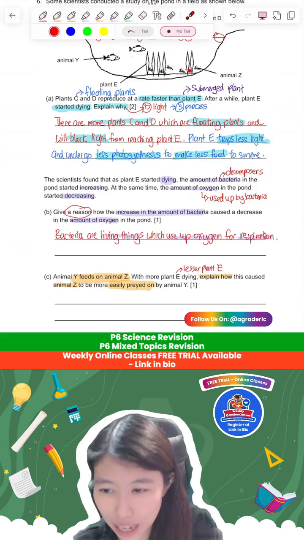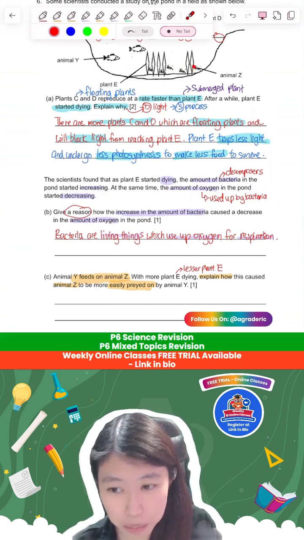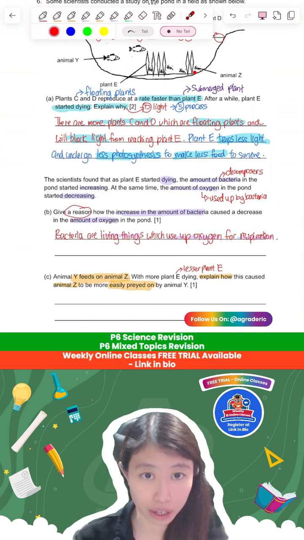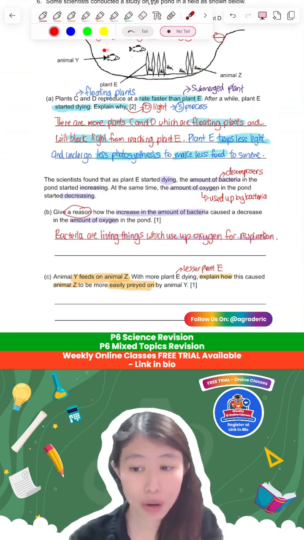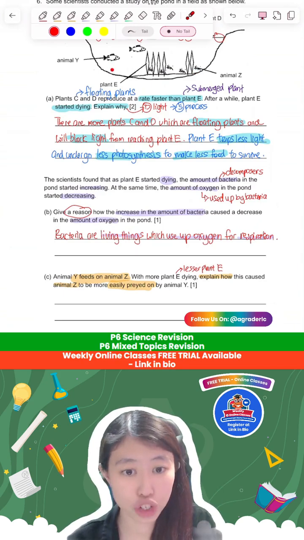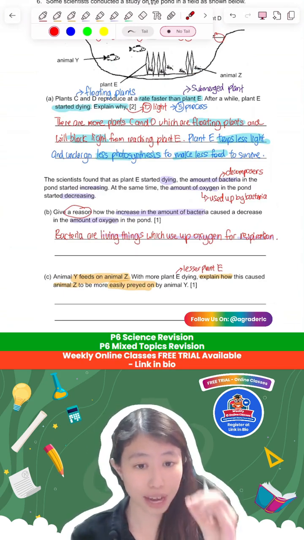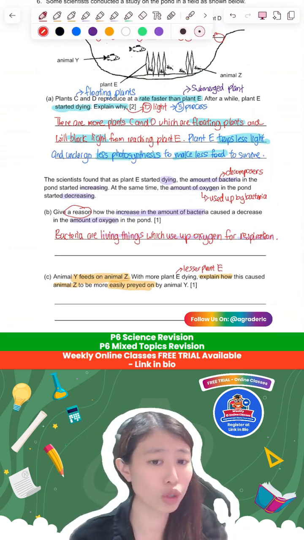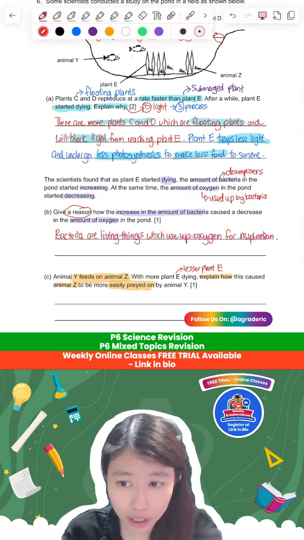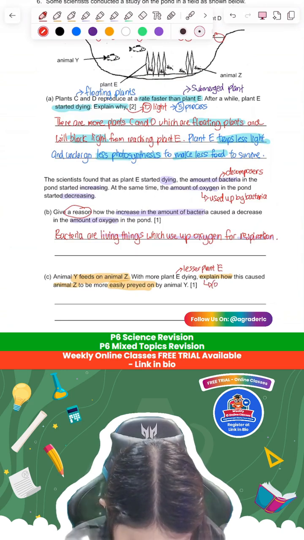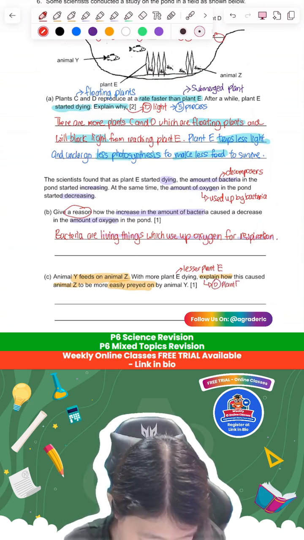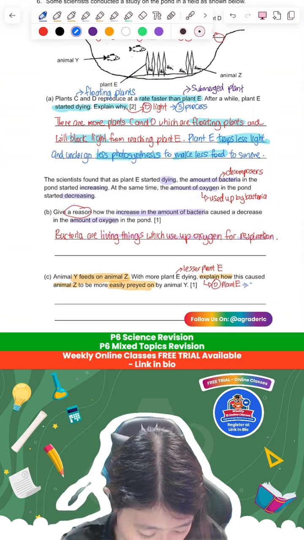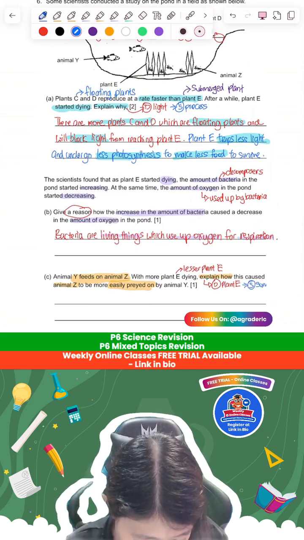Okay, so you just mentioned that there will be less place to hide. When there is less place to hide, you'll be easily spotted by animal Y. If it's more easily spotted, it will decrease the chance of survival. So when it comes to this type of question, explain how. You know that it's roughly to do with prey, predator, food chain, food web questions. The first thing you need to do is describe how plant E affects animal Z. Then your science concept, two steps answering technique, talk about their rate of survival.